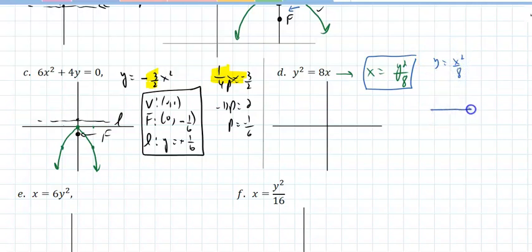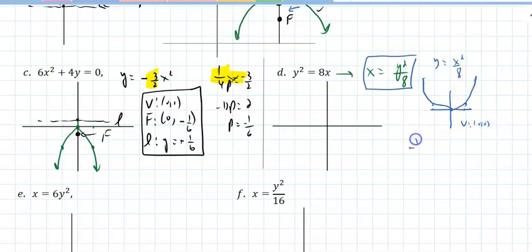I know how to graph this. This is a parabola that opens up, something like that, right? The points are 0, 0, then 1, 1/8 and -1, 1/8. I just did one of those. And I know the vertex is at 0, 0.